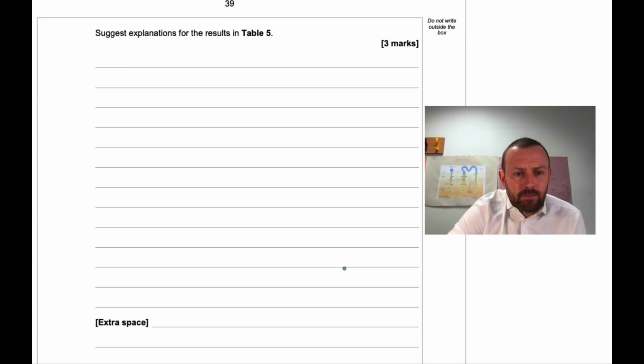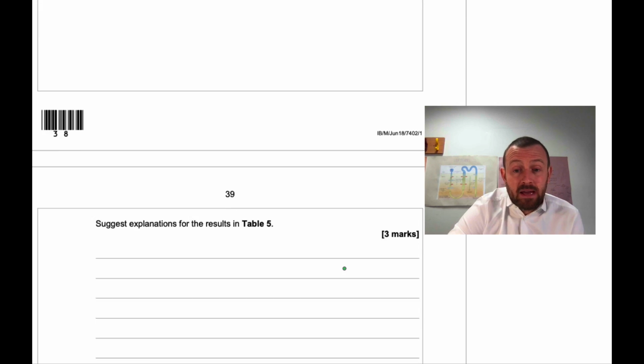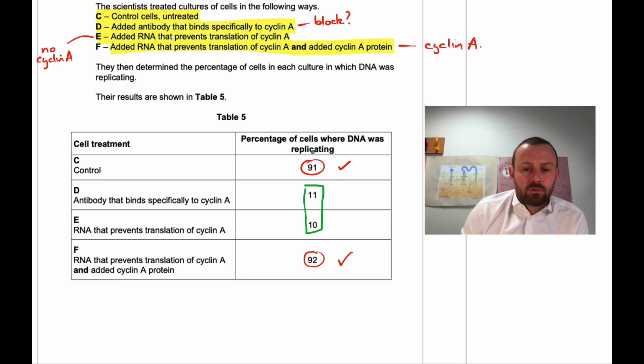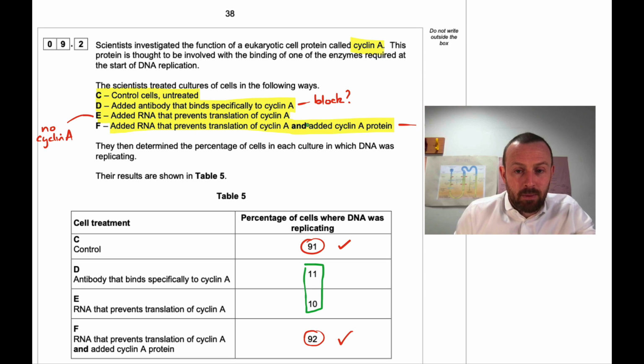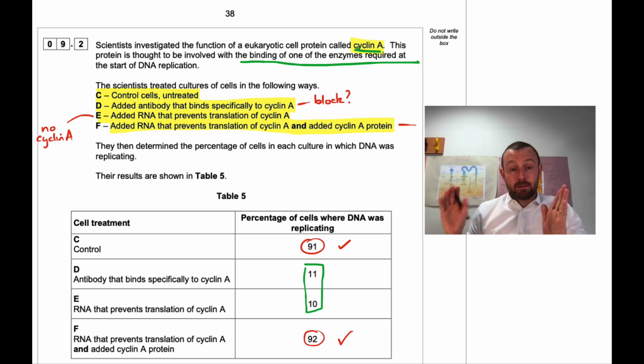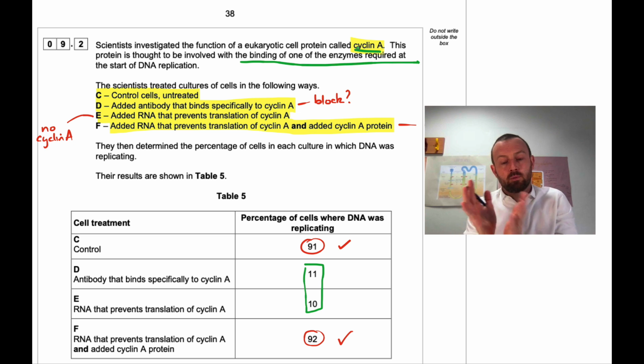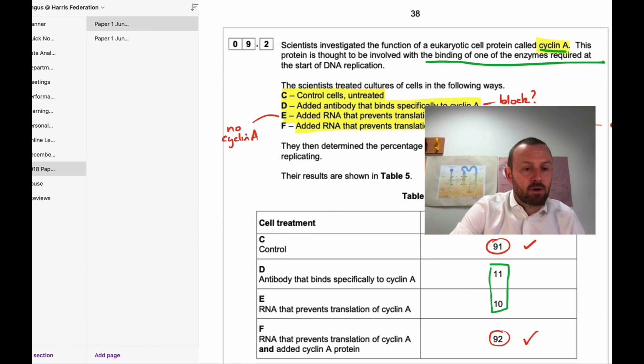What are the questions? Suggest explanations for the results in Table 5. I basically just explained that. If the protein cyclin A is needed for the initiation of DNA replication, and you block its translation so there's no protein made in the cell, but you provide an external source of cyclin A, DNA replication can proceed. And there are two ways that you can block DNA replication. Number 1, antibody binding, blocking its activity, maybe covering a binding site. I think that's probably what you need to say, because it mentions up here that cyclin A binds to one of the enzymes required. So if an antibody binds over that binding site, then the enzyme required will not be able to bind. Okay, so let's look at the mark scheme, see what you could have said.